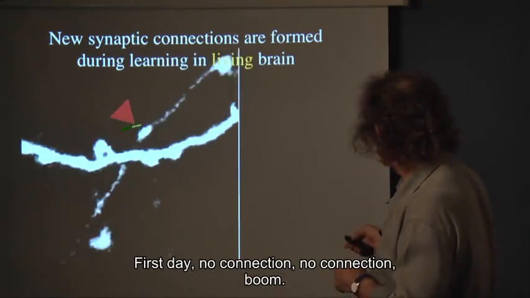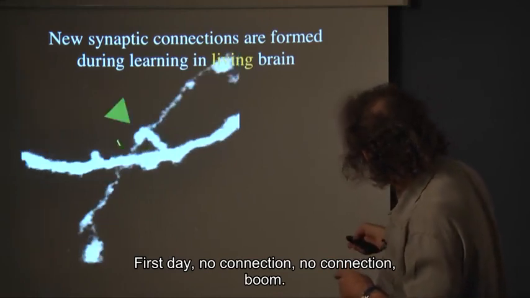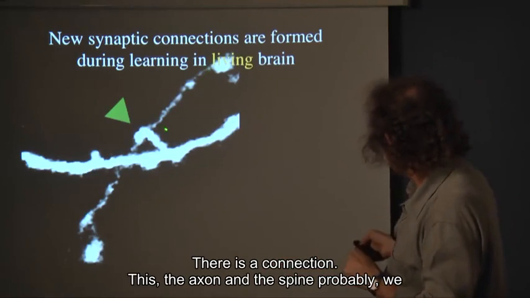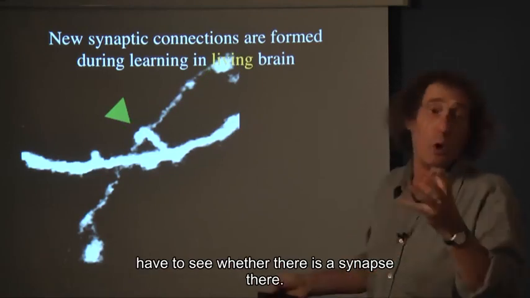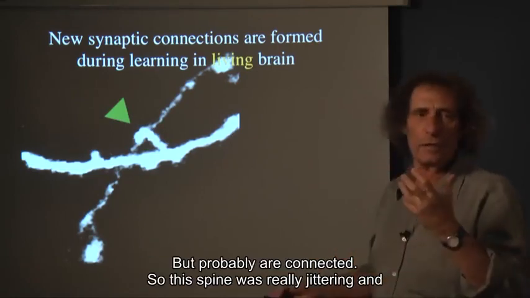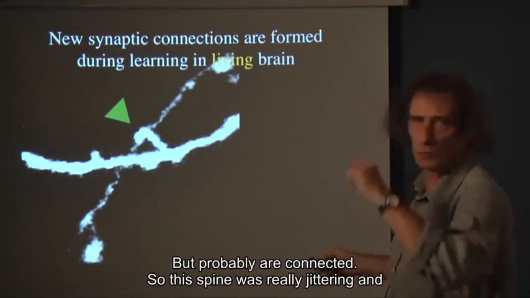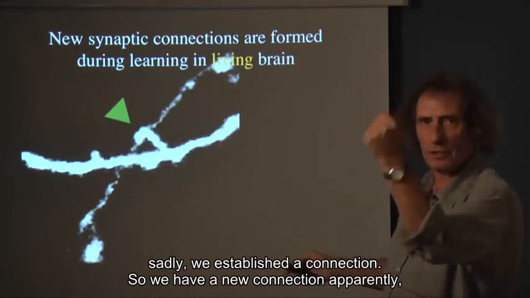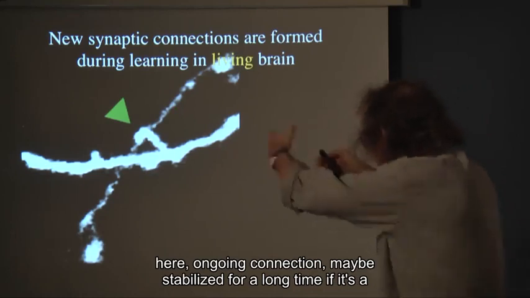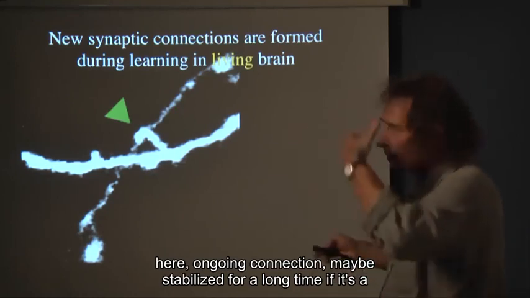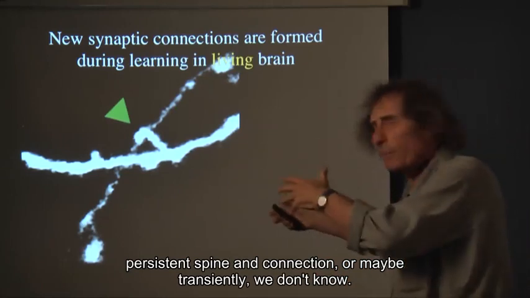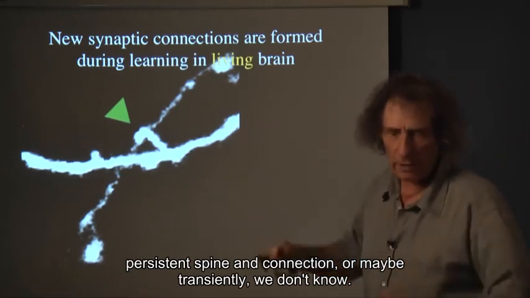First day, no connection, boom, there is a connection. The axon and the spine probably, we have to see whether there is a synapse there, but probably are connected. So this spine was really jittering, and suddenly it established a connection. So we have a new connection apparently here, an ongoing connection, maybe stabilized for a long time if it's a persistent spine and connection, or maybe transiently, we don't know.